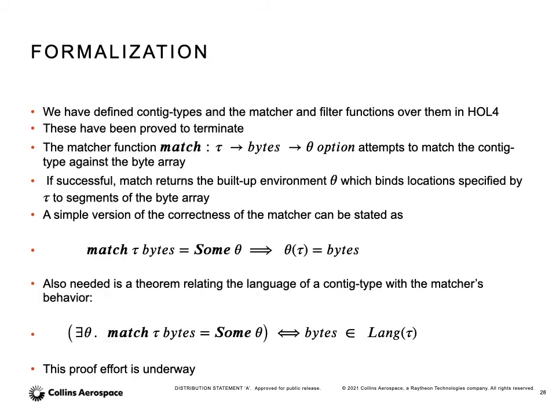We have defined contiguity types and matcher and filter functions over them in the HOL4 theorem prover. These have been proved to terminate. Match attempts to match the contiguity type against the byte array. If successful, match returns a built-up environment which binds locations specified by tau to segments of the byte array. This leads to a very straightforward statement of the formal correctness of the match function. We also need a theorem relating the language of a contiguity type with matcher behavior as depicted on this slide. For more details, see Konrad Slind's paper at the 2021 Interactive Theorem Proving Conference.